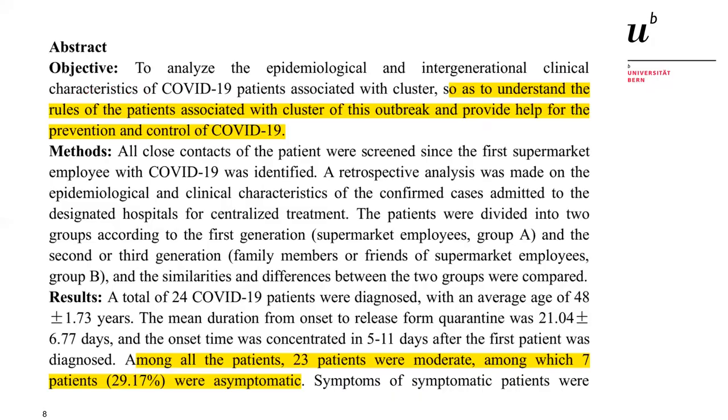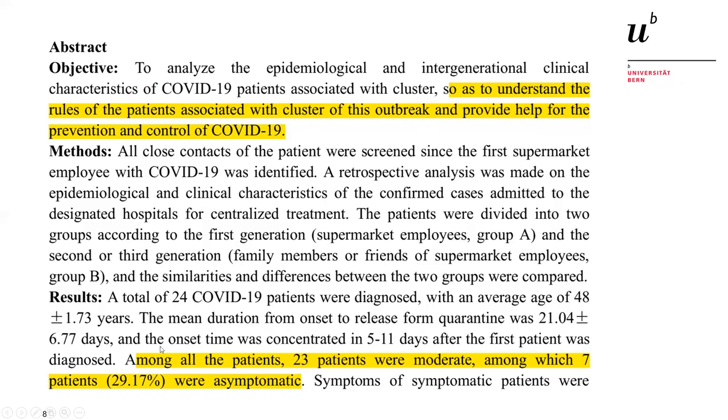So this is the abstract. Here we have the objective. Here they want to analyze the epidemiological and intergenerational clinical characteristics of COVID-19 patients associated with this cluster. Here in the methods, we have something that is really important, and this is that all close contacts of the patient were screened since the first supermarket employee with COVID-19 was identified. So this is very important because we know this is an outbreak investigation and patients were not already diagnosed.